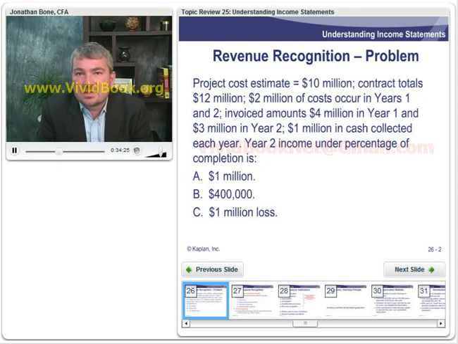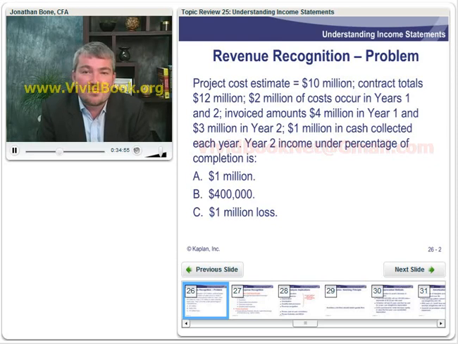So we're asked to calculate the income in year 2. In year 2, we've incurred 4 million of costs to date. So that, of course, is a total of 4 million over the total estimated cost of 10 million. So we've incurred 40% of costs to date, times the contracted selling price of 12 million, giving us 4.8 million. Now 4.8 million, of course, is the cumulative income recognized to date.